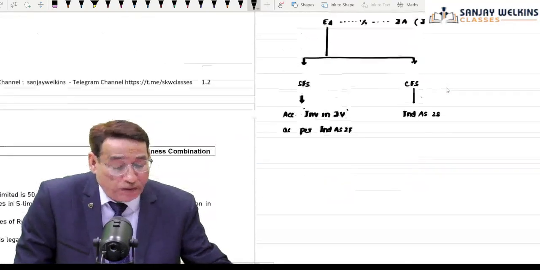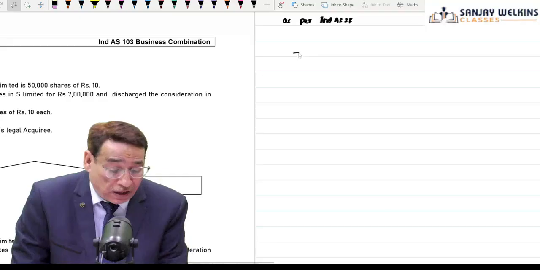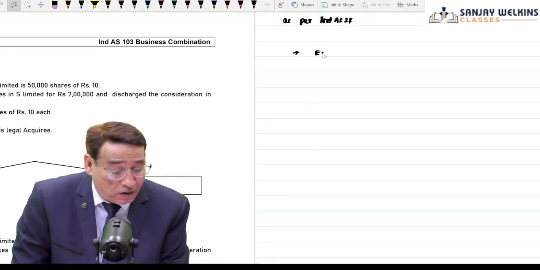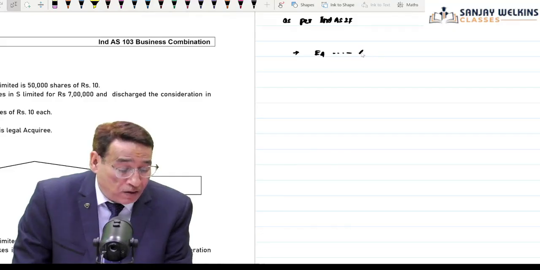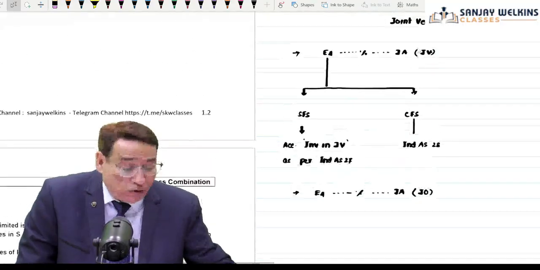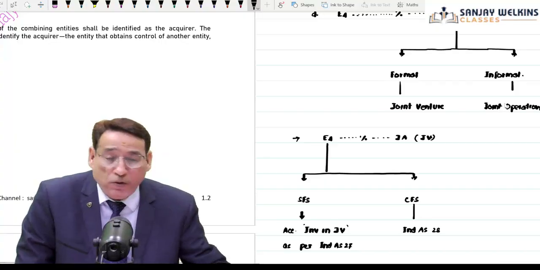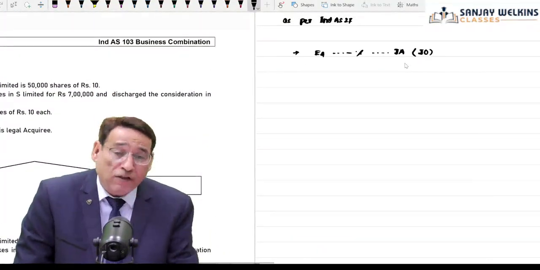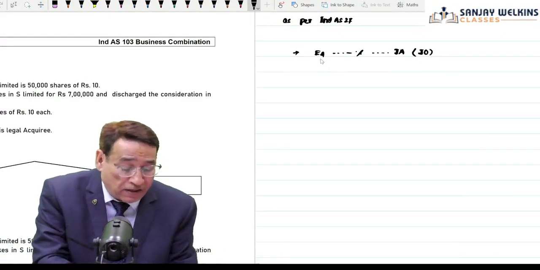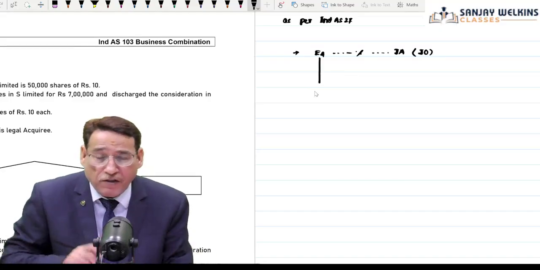Now we presume that the E4 enterprise has some stakes in a joint arrangement, but this time the joint arrangement is a joint operation. That means it is not a formal one. I've already told you, if it is a formal one, then it is known as joint venture, and if it is an informal one, then it is known as joint operation. So in the case of joint operation, the investor entity will prepare only a separate financial statement and no consolidated financial statements are required.